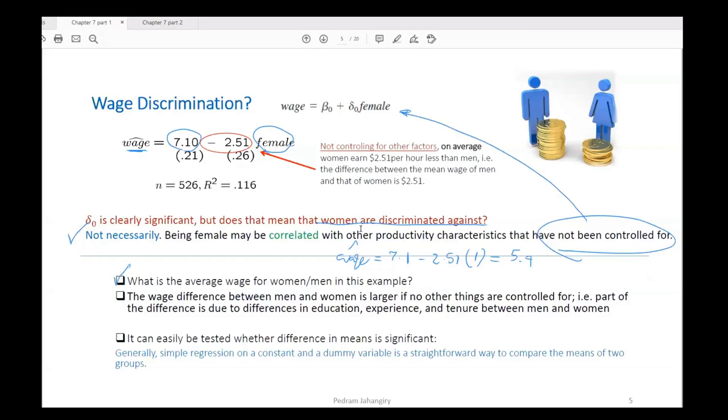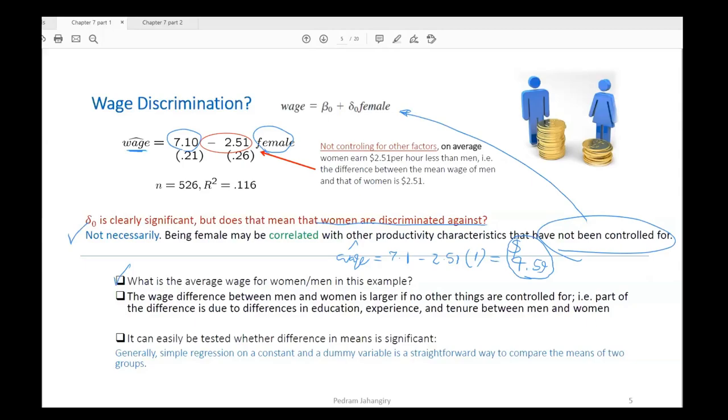I can do the math, you know. Let me quickly borrow my calculator. So we're saying 7.1 minus 2.51. Seems like my brain is tired. But anyway, it's 4.59 dollars. If there is no other explanatory variable in the model, I can say this is the average wage for women in the data. So the average wage for women in the data is going to be 4.59.